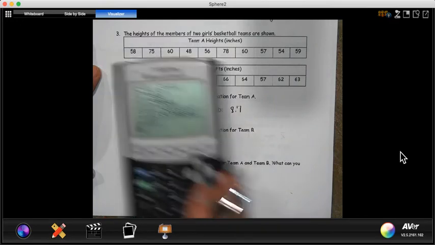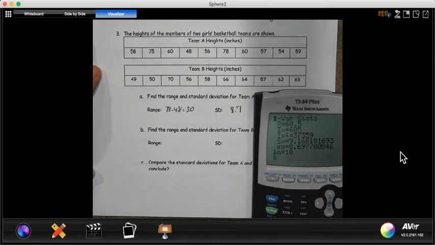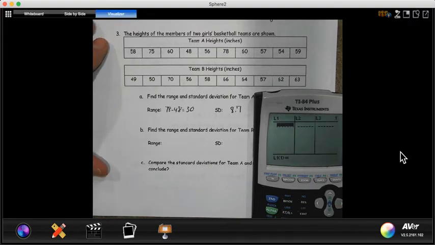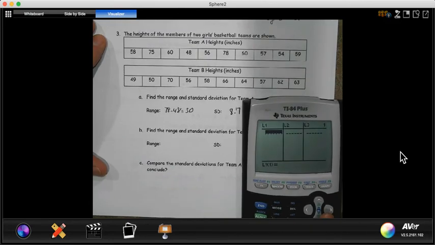Okay. Now let's do team B. Stat edit. The standard deviation is a weird stat. Like you don't really know what it means yet, but when you see it lined up to other statistics, you can tell which one's bigger or smaller. Okay. All right. So one var stats, and we go 49, 50, 70, 56, 58, 66, 64, 57, 62, and 63. Stat calc one var stats. And the standard deviation is 6.42.